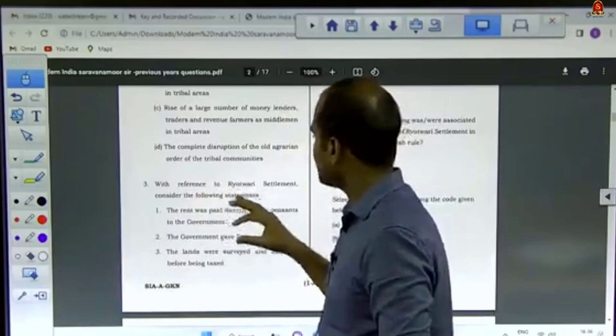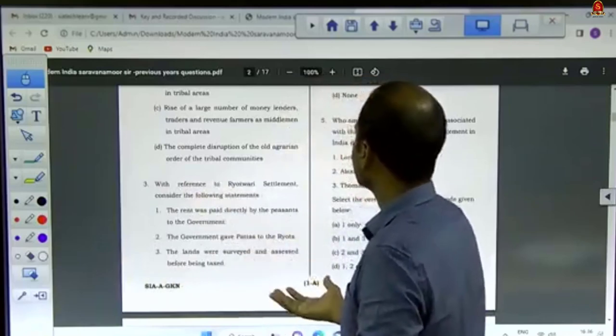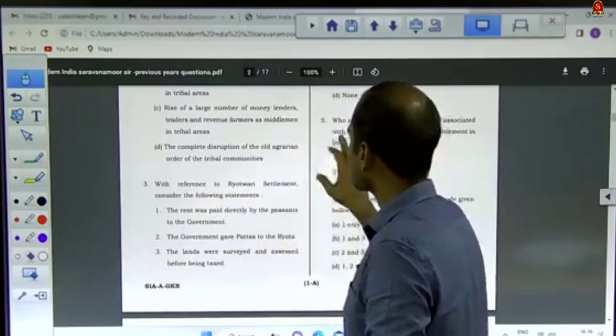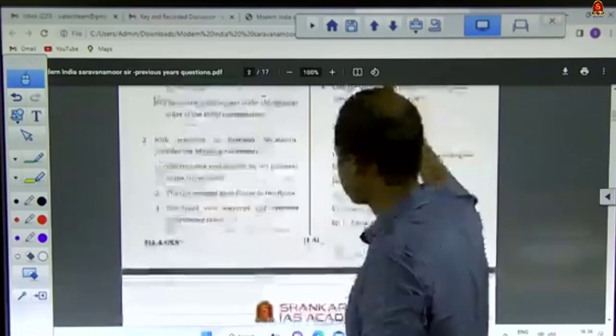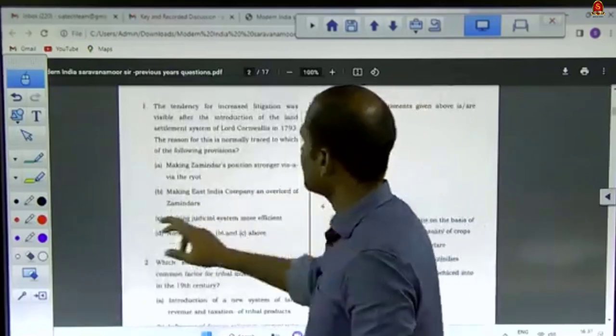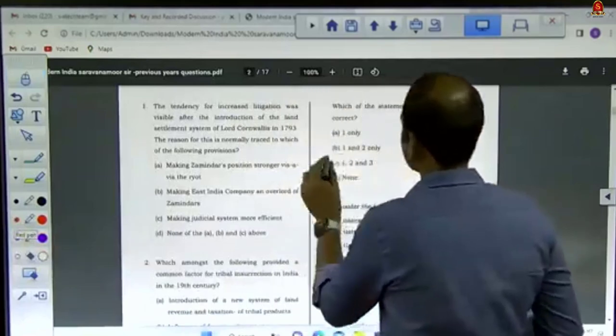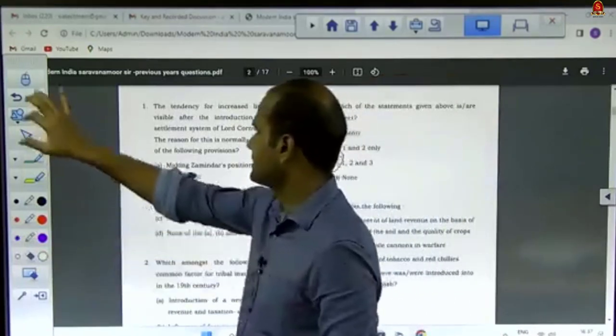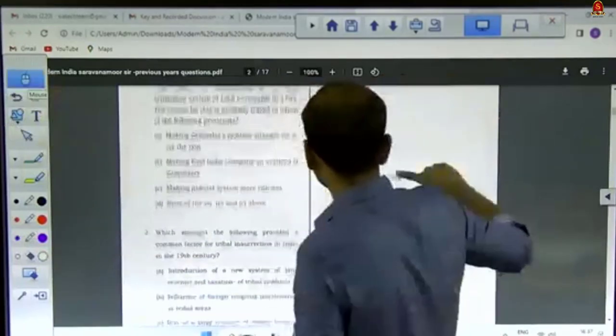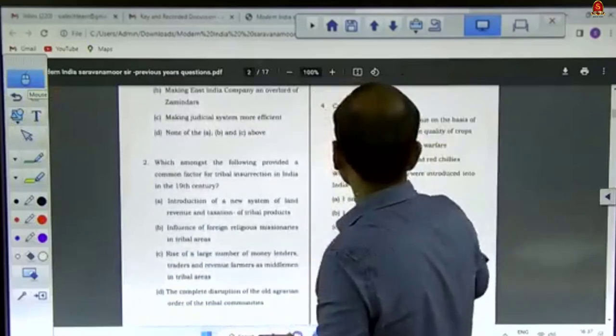So the third question is related to Ryotwari. This is generally very easy to answer. The third question answer is C, all the statements.